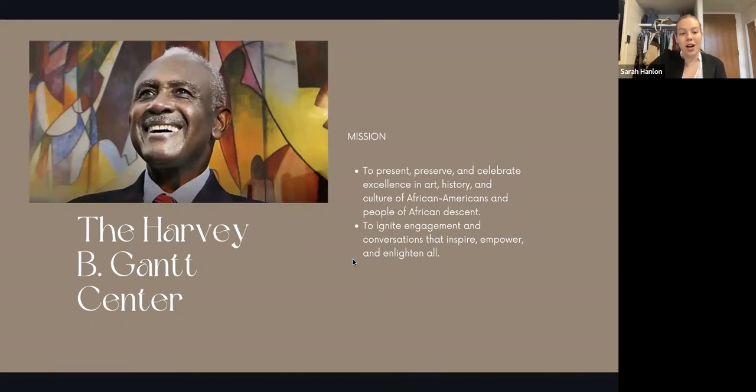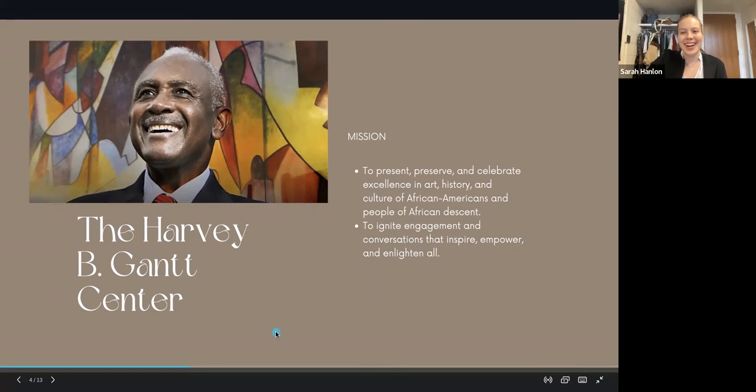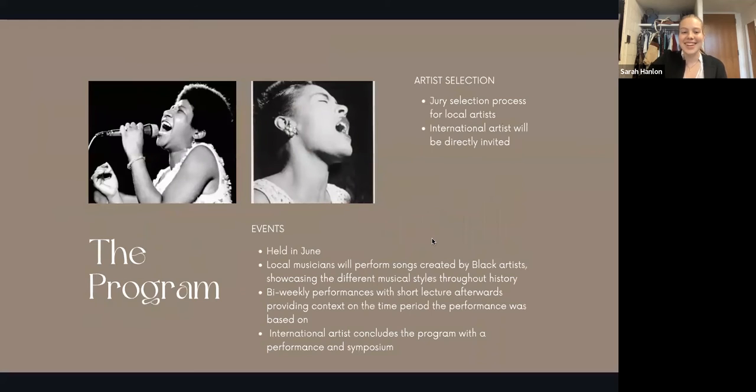So onto the Harvey B. Gantt Center. So this picture right here, this is Harvey B. Gantt himself. So the Harvey B. Gantt Center for African American Arts and Culture is an organization with the main goal of presenting, preserving, and celebrating excellence in the art, history, and culture of African Americans and people of African descent. Another part of their mission is to ignite engagement and conversations that inspire, empower, and enlighten all. They host a multitude of programs and events to further this goal, such as this one.